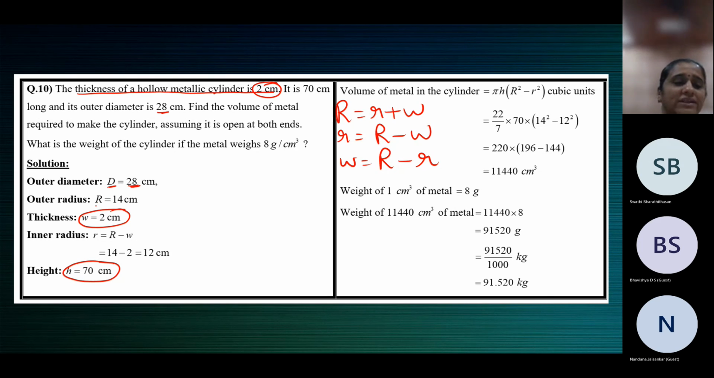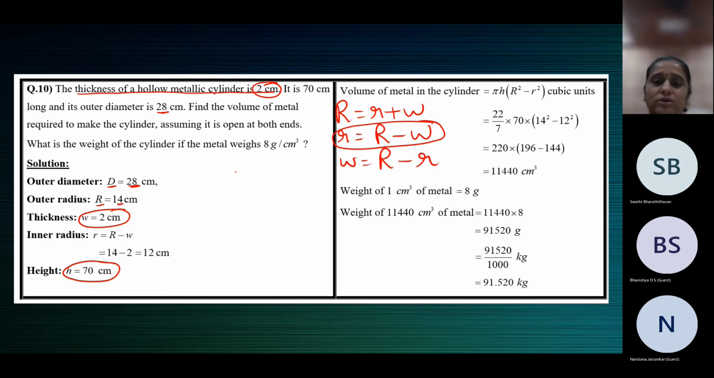That means what is the outer radius? Half of that, 14. From outer diameter, you can get the outer radius, 14. Now you should find the inner radius. How do you find the inner radius? Inner radius is outer radius minus the thickness. So 14 minus 2, just 12 centimeters.